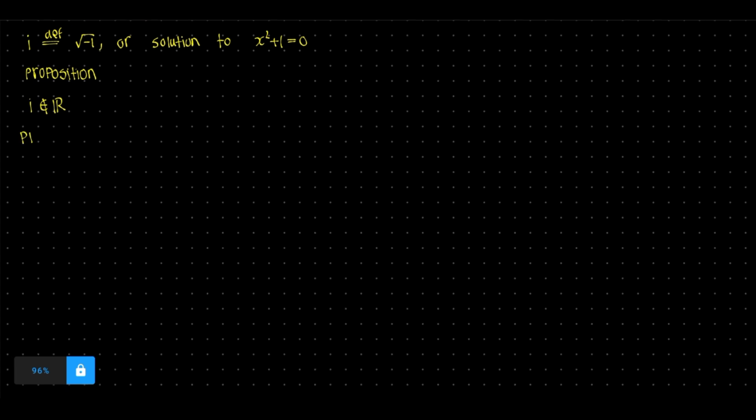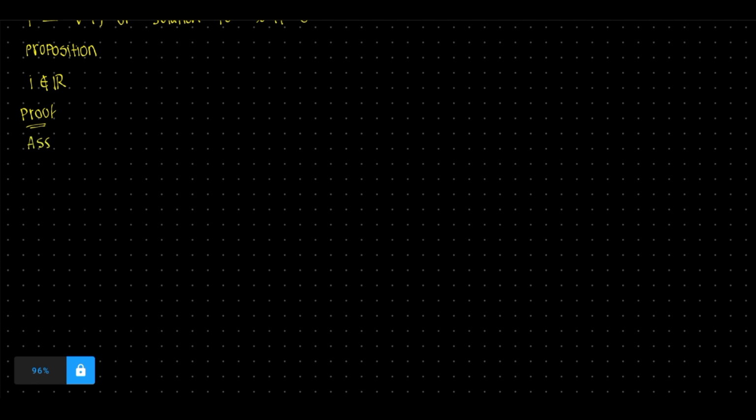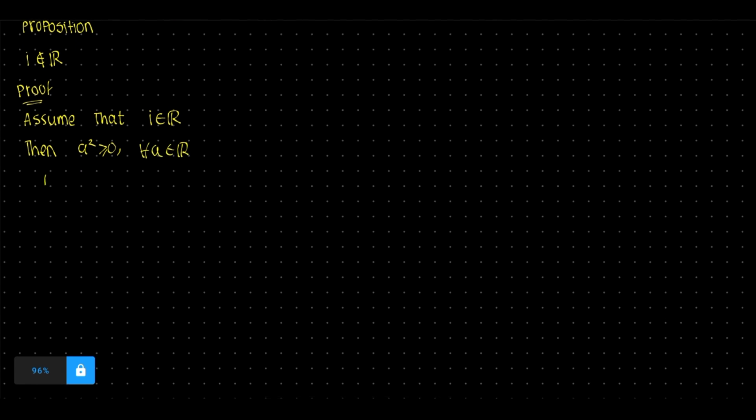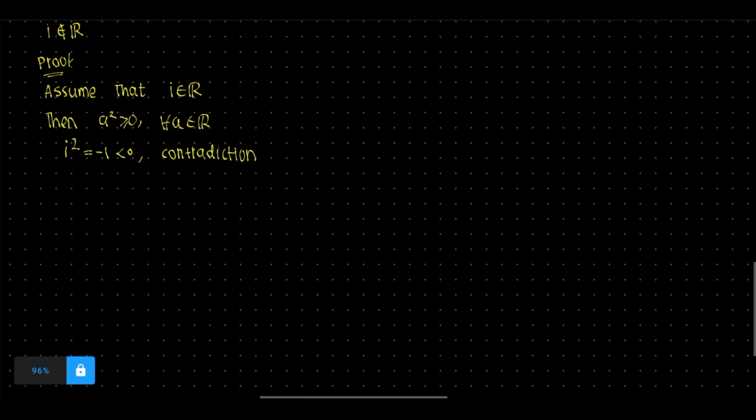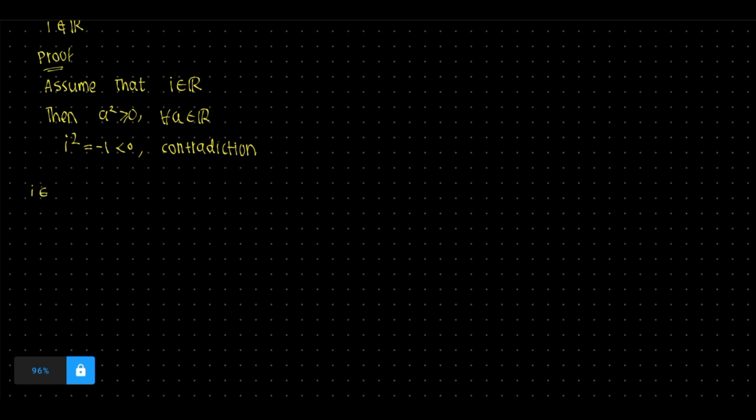And we prove it as follows. Assume that it did belong to R. Then we know that a squared is greater than or equal to 0 for all a belonging to R, but i squared equals -1 which is less than 0, hence we have a contradiction here. So i does not belong to R.